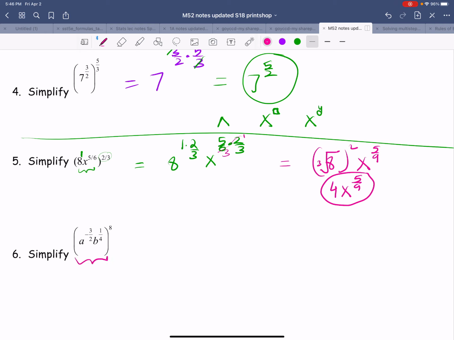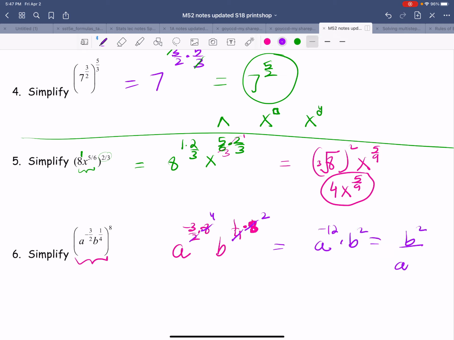Next example, I do have two bases inside with exponents, and there is an exponent outside. The inner exponents are going to multiply with the outer exponent. Turns out to be a to the power 3/2 times 8, b to the power 1/4 times 8. Okay, let us simplify here. That would be 2, so it turns out to be a to the power negative 12, because negative 3 times 4 is negative 12, b to the second power times b to the second power.